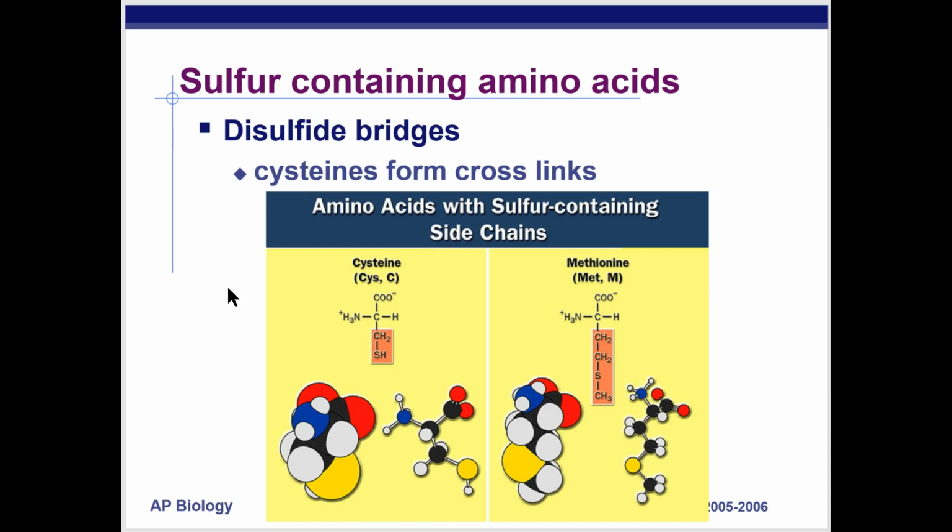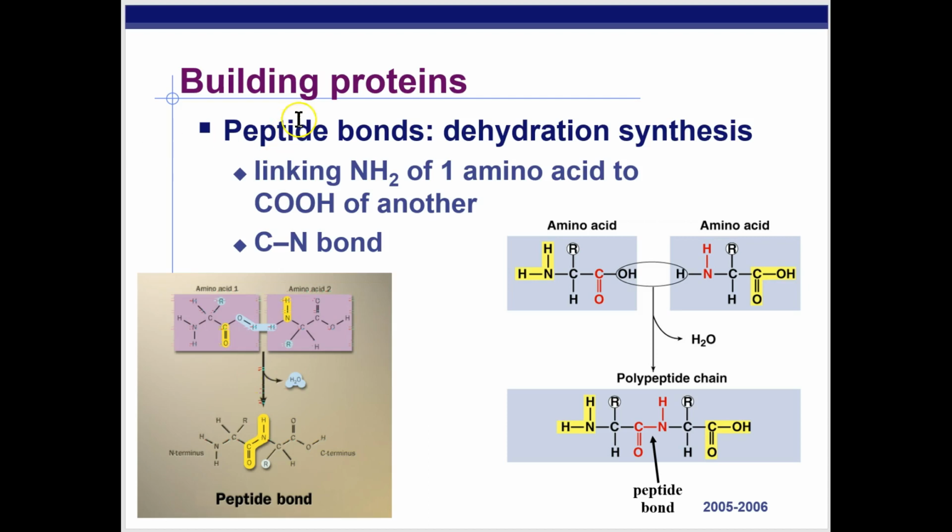And then, of course, once you put water back in it, the polarity attracts them and you're back to your wavy hair. Anyway, so building proteins. Peptide bonds, here we are, dehydration synthesis, linking the NH group of one amino acid to the carboxyl group of another. That is, linking the NH2 to the COOH of another.